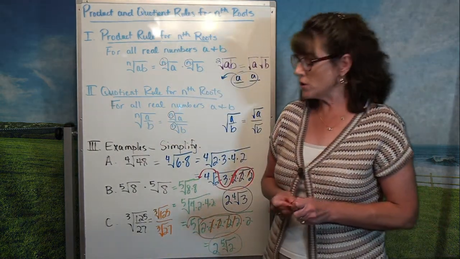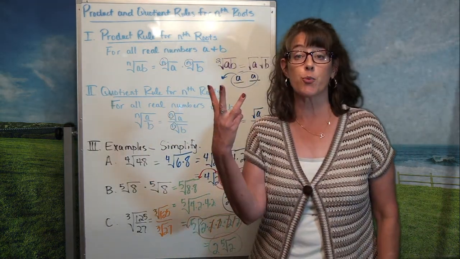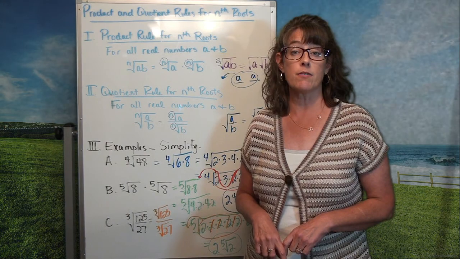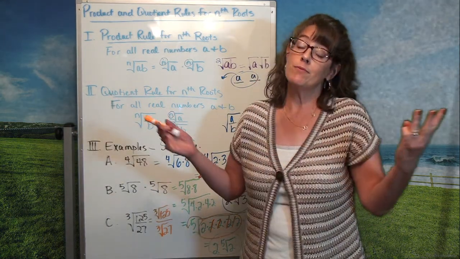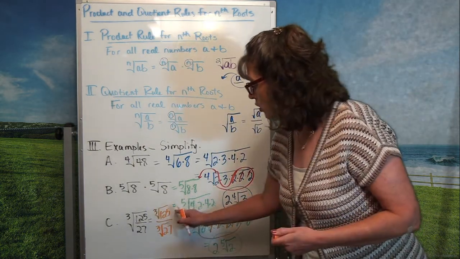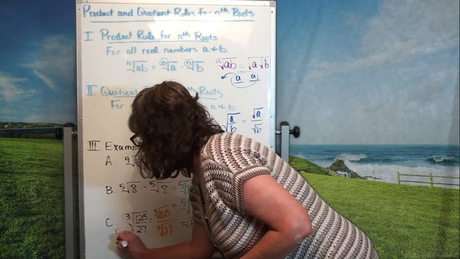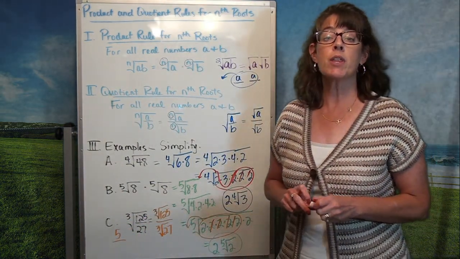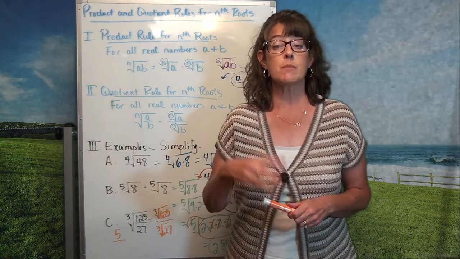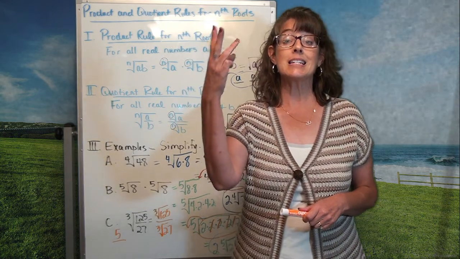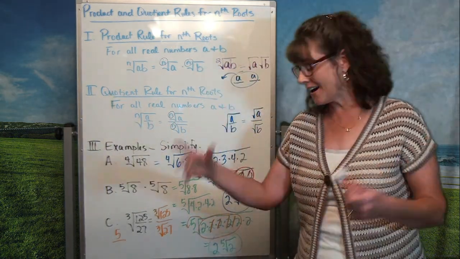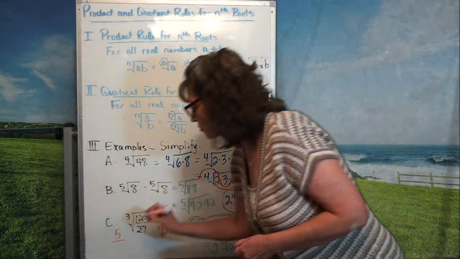So now I'm looking for a number that I can multiply by itself 3 times to create a 125. Well, 5 times 5 is 25. 25 times 5, yep, 125. So the cube root of 125 is 5. Now, I want a number that I can multiply by itself 3 times to create a 27. Well, 3 times 3 is 9. 9 times 3 is 27. Aha! Cube root of 27 is 3.